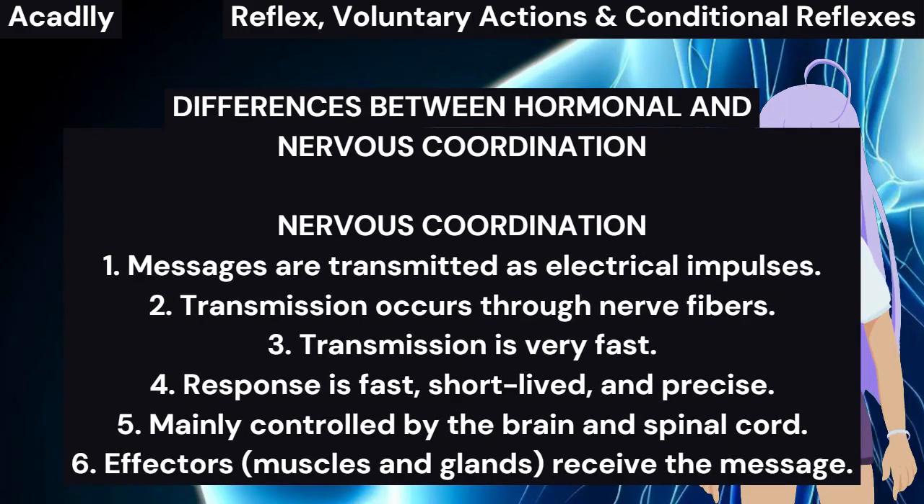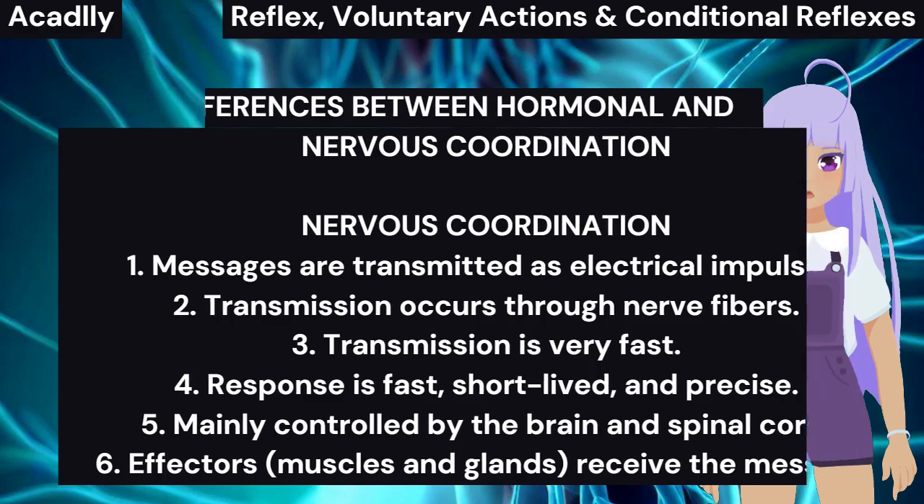Differences between hormonal and nervous coordination. Nervous coordination. 1. Messages are transmitted as electrical impulses. 2. Transmission occurs through nerve fibers. 3. Transmission is very fast. 4. Response is fast, short-lived, and precise. 5. Mainly controlled by the brain and spinal cord. 6. Effectors, muscles and glands, receive the message.